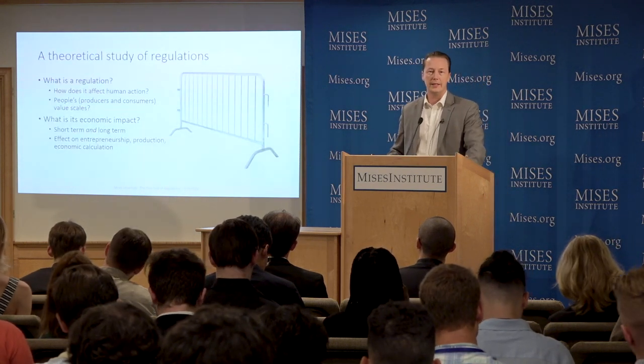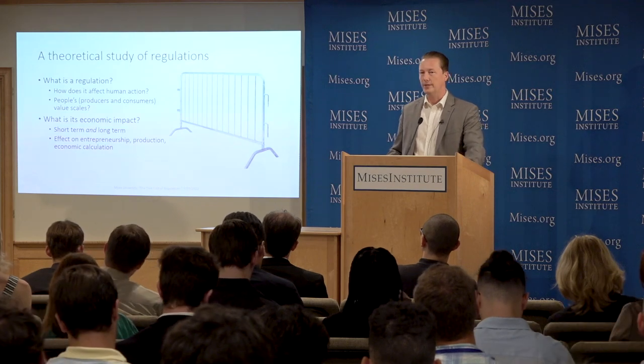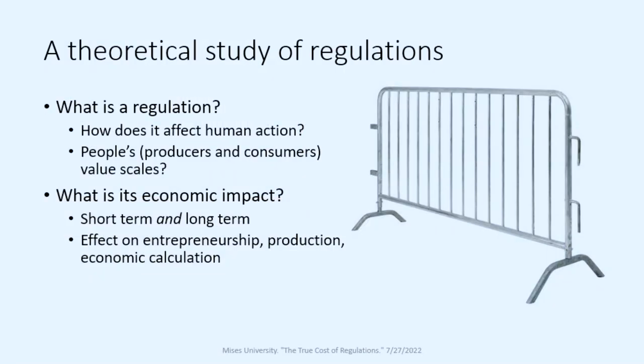Okay, so how do we then study regulations theoretically? What does it mean? And what can we learn about regulations using proper, sound Austrian economic theory? Well, we must first define what a regulation is at all. What does it mean when we enforce or implement a regulation? After that, how does it affect human action? Because human action, as you know, is at the very core of what makes the economy. So first we need to know what a regulation is, how that affects the action of people, and what about people's value scales?